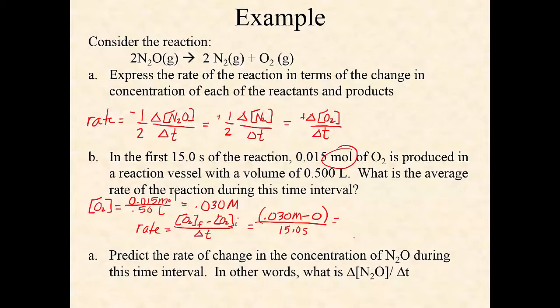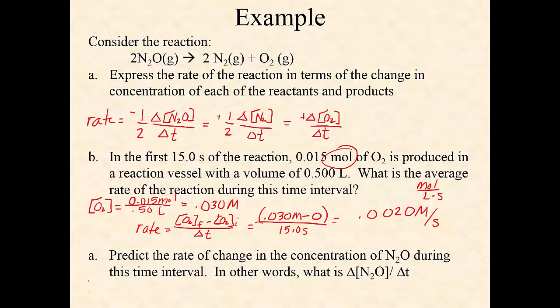So then you just plug it into the calculator and you have a rate of 0.002, and what's your units? This was the change in molarity per second. You can have molarity, or a lot of times you just see it as moles per liter per second, because moles per liter is molarity. These mean exactly the same thing. You're going to see it both ways.